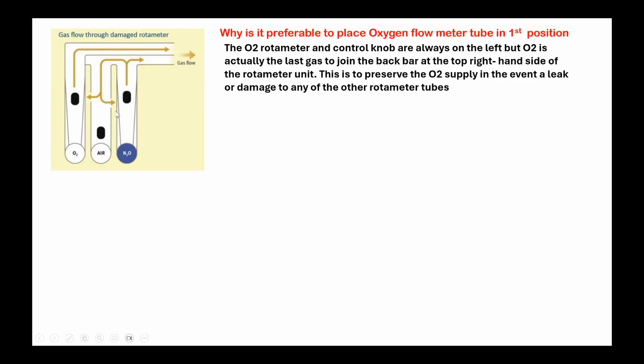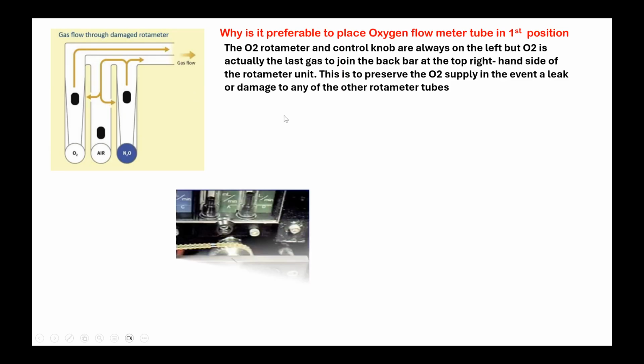On the contrary, if you have oxygen in the second position and there is a crack and the other gases come in the set volume, then it will dilute the oxygen and produce a hypoxic mixture. But if there is a crack in this tube here, nothing can be done. That will also produce a hypoxic mixture. But assuming that the oxygen flow meter is intact and the other flow meters have a crack, then having oxygen here will ensure that you will have a normal oxygen supply without dilution from the broken cylinders.